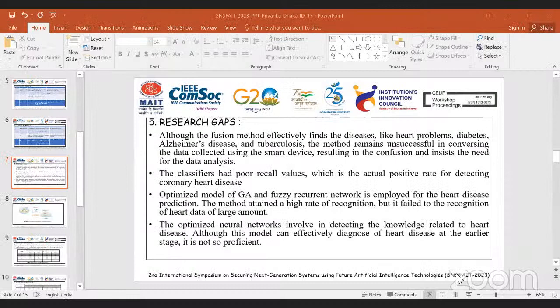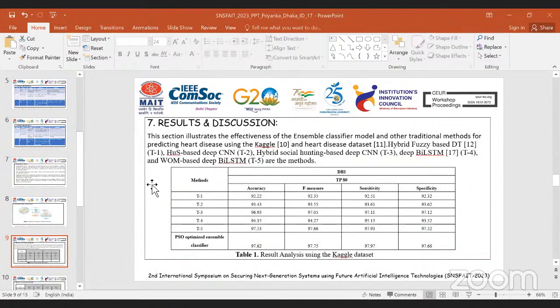Is my screen visible? No. All right. Yes, now it is. You get me slide number 9, I think. Priyanka, what is this 9? This one, sir. Yes. Sir, actually, my screen got frozen. This one? Yes, sir.